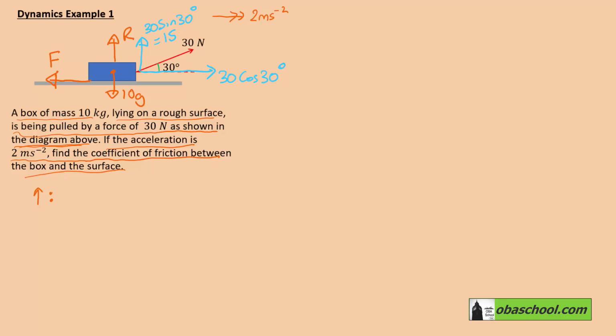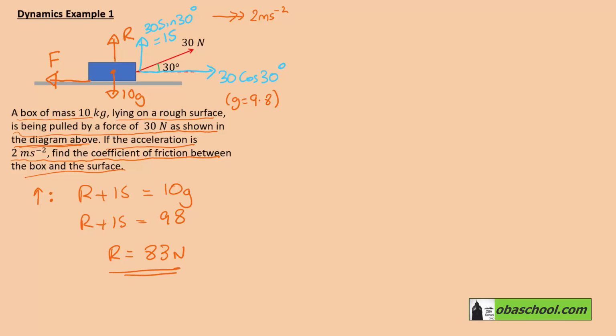So looking at the vertical, forces up, which is R plus 15, must be equal to the forces down, which is 10g. And if I take g equal to 9.8, that means that R plus 15 is equal to 98, and then R is equal to 83 newtons.